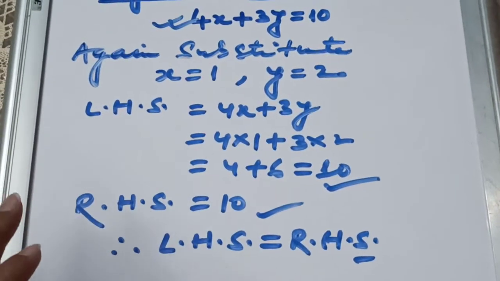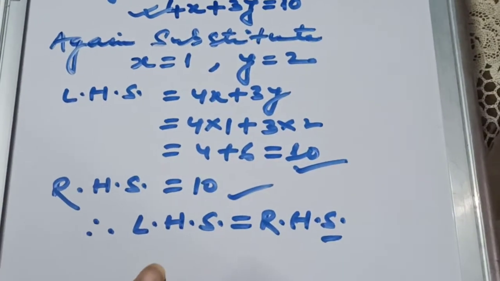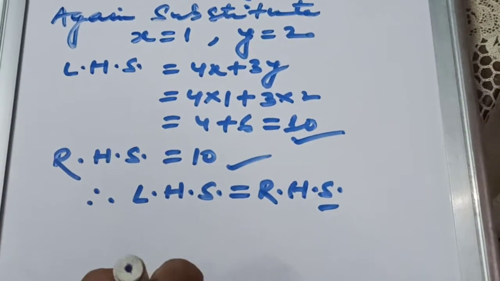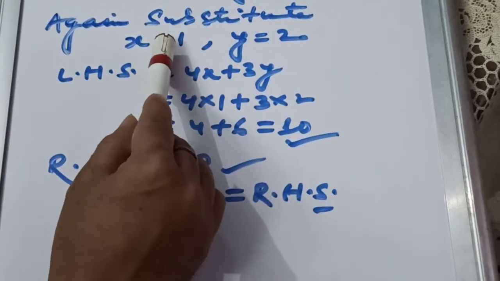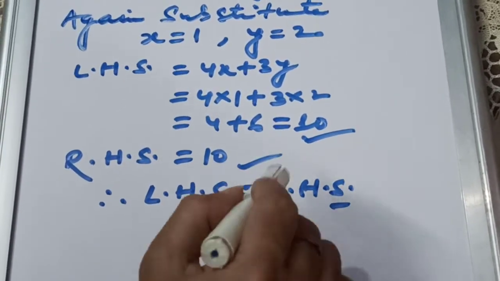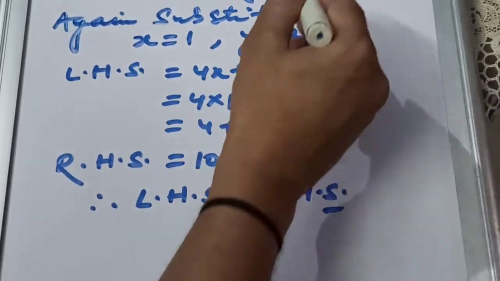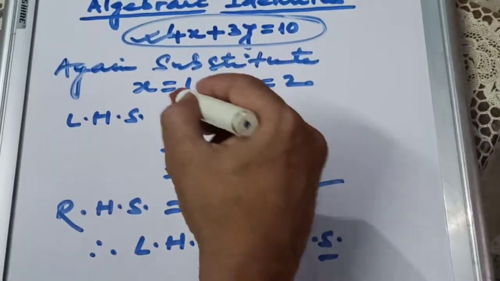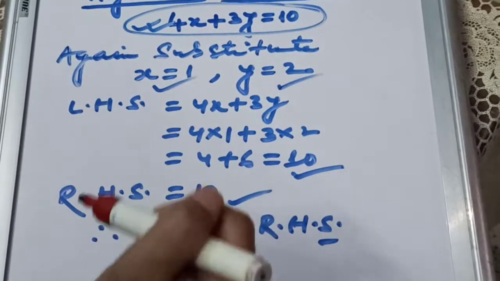Then we can say that from the above observation, we took three examples. We observe that this statement is true only for certain values of x and y.